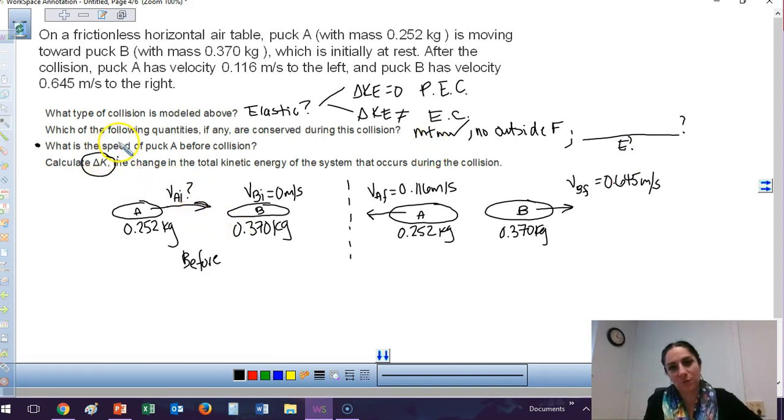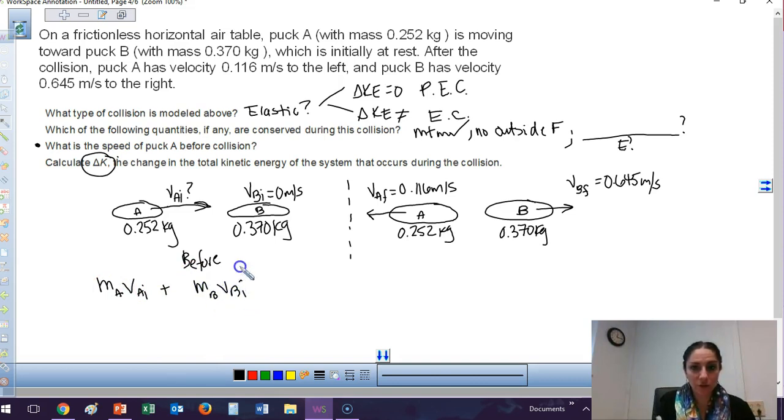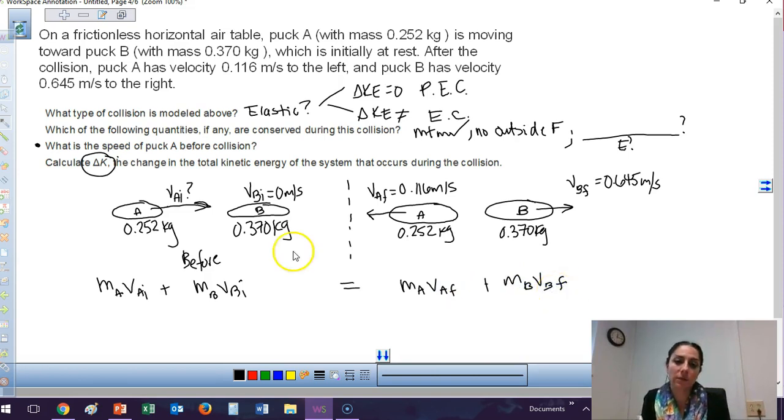So notice that if I find this, I can solve for this, which answers all of the questions. Questions are not linear, so just because they're in this order doesn't mean you have to solve them in that order. You can always bounce around and see what you can do first. Even though I could write out the equation, I'm going to make my equation based on what I have. So I have mass A, the initial velocity of A, so that's the momentum, plus mB vBi should equal mA vAf plus mB vBf. Notice I wrote the equation based on what I see here.